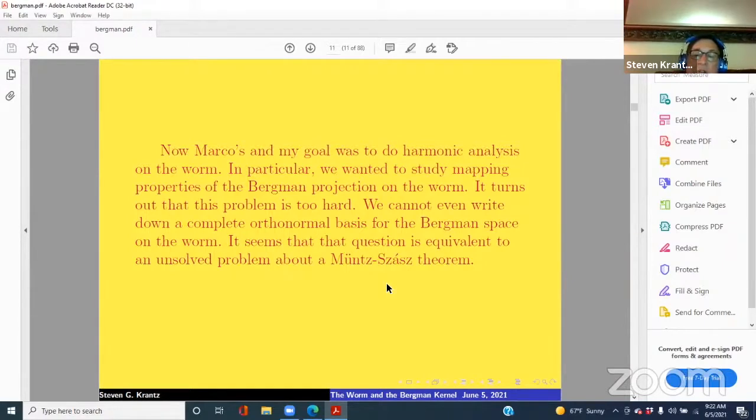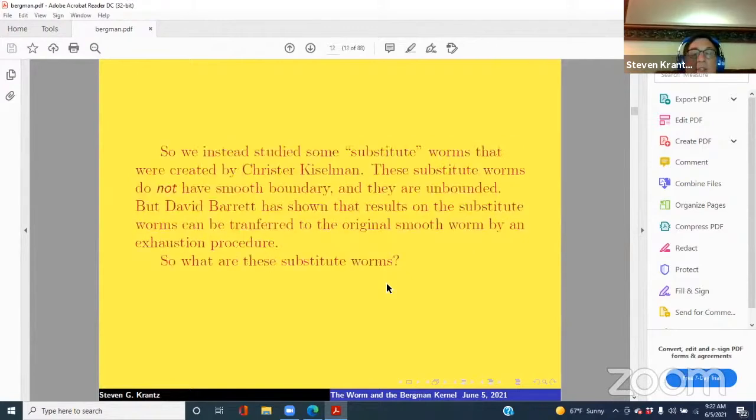If you think about the way Fourier analysis developed from the time of Fourier, it always exploited a group. It always exploited symmetry, and the worm doesn't have any symmetry. We cannot even write down a complete orthonormal basis for the Bergman space on the worm. That question seems to be equivalent to an open Müntz-Szász type problem. You remember the Müntz-Szász theorem is a theorem about monomials being dense in the continuous functions.